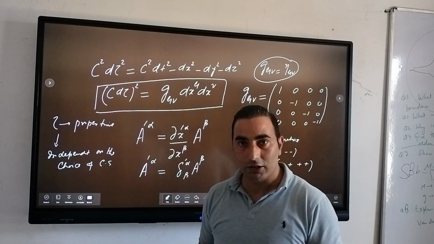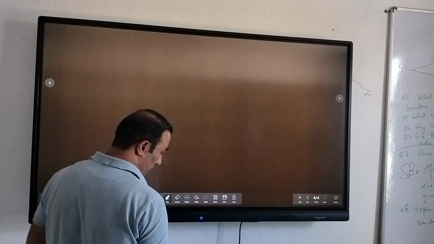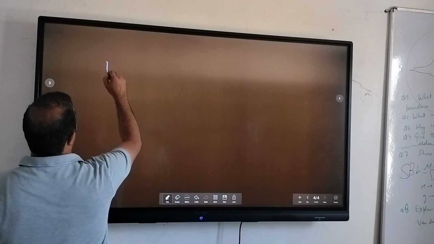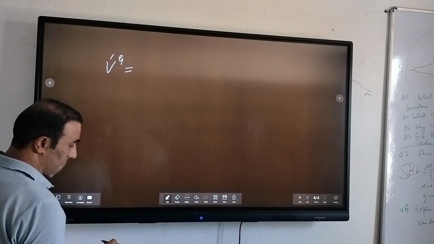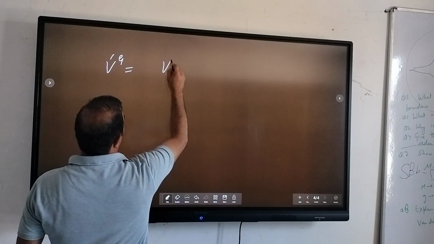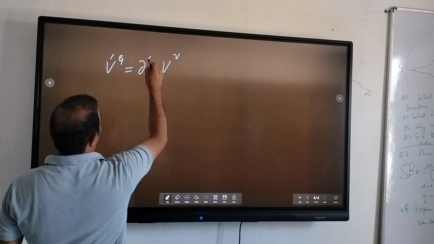So now, instead of that, if you write down the velocity, similarly you can write for the velocity vector. If we have that velocity, we can write v prime mu, which should be equal to another factor, v mu, and this will be partial x prime mu.